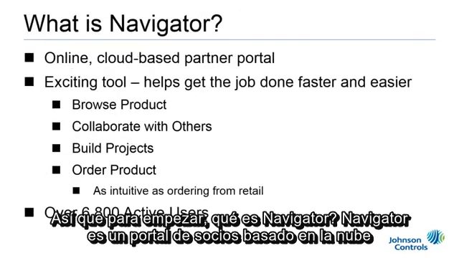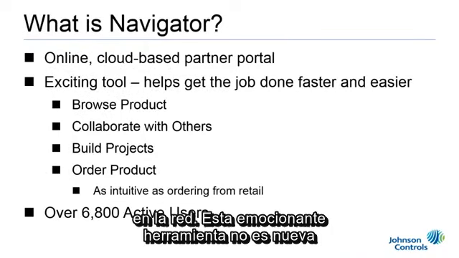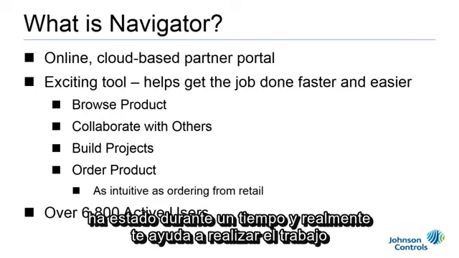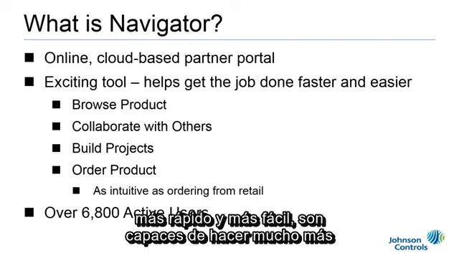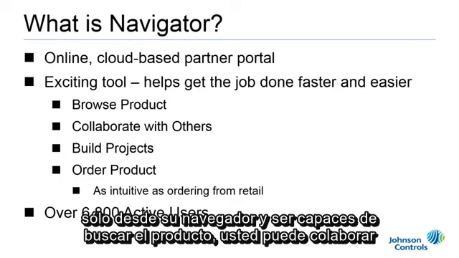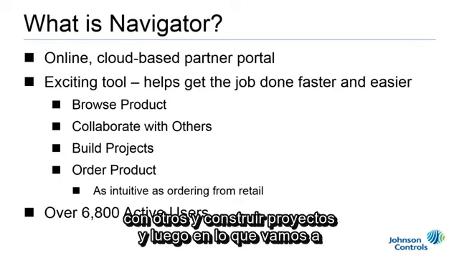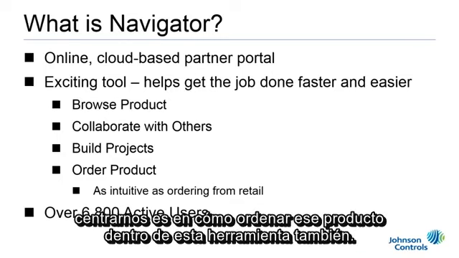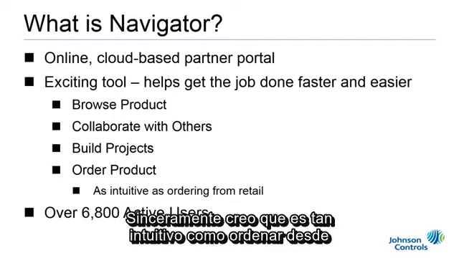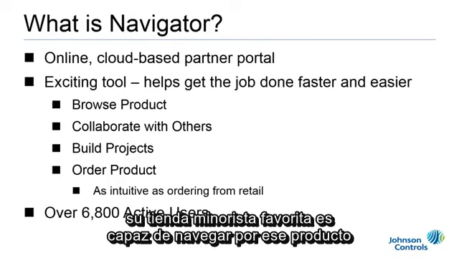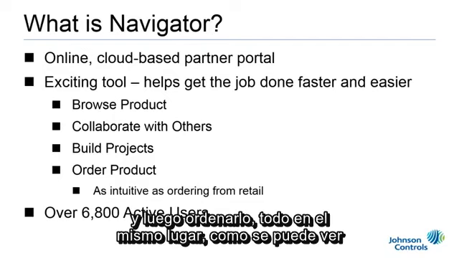To start off, what is Navigator? Navigator is an online cloud-based partner portal. This exciting tool is not brand new. It's been around for a while, and it really helps you get the job done faster and easier. You're able to do a whole lot just from your browser: you can browse products, collaborate with others and build projects. What we're going to be focusing on is how to order that product within that tool as well. I honestly think it's just as intuitive as ordering from your favorite retail store, being able to browse that product and then order it all in the same spot.